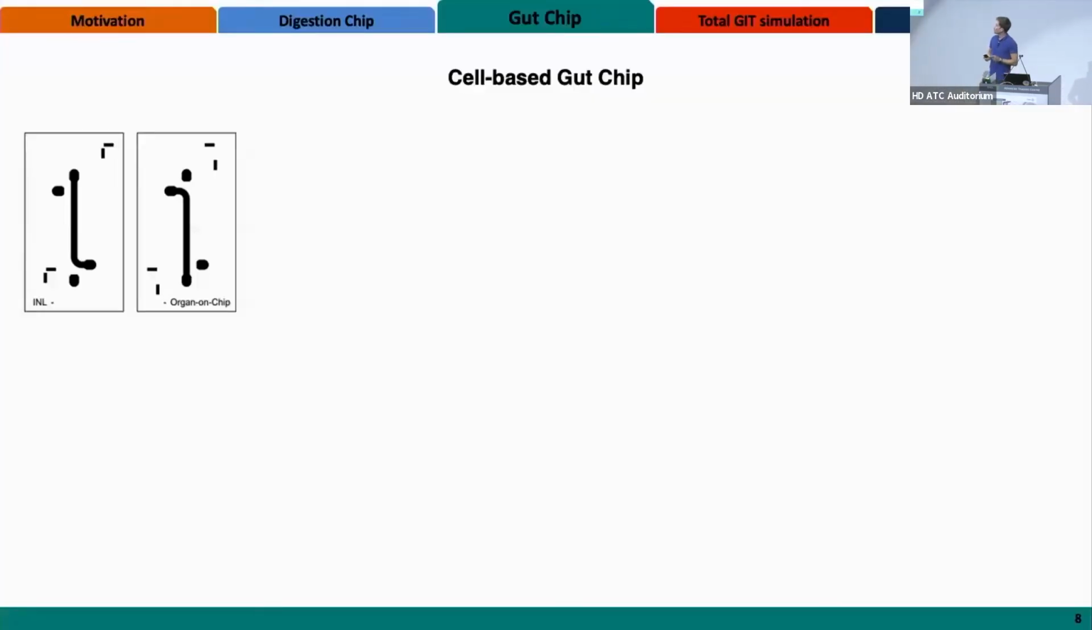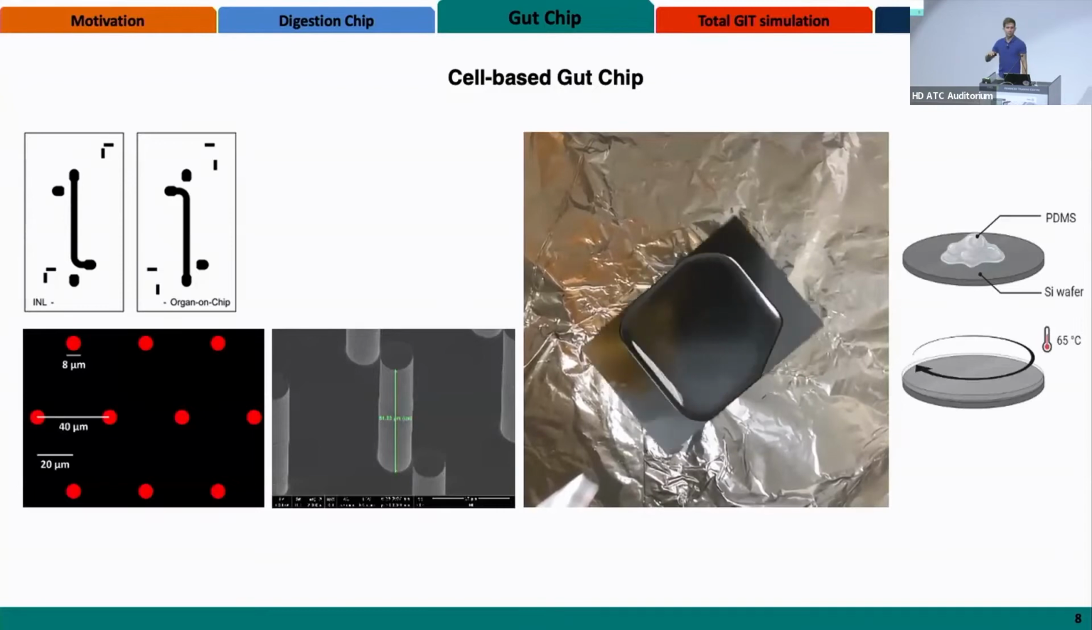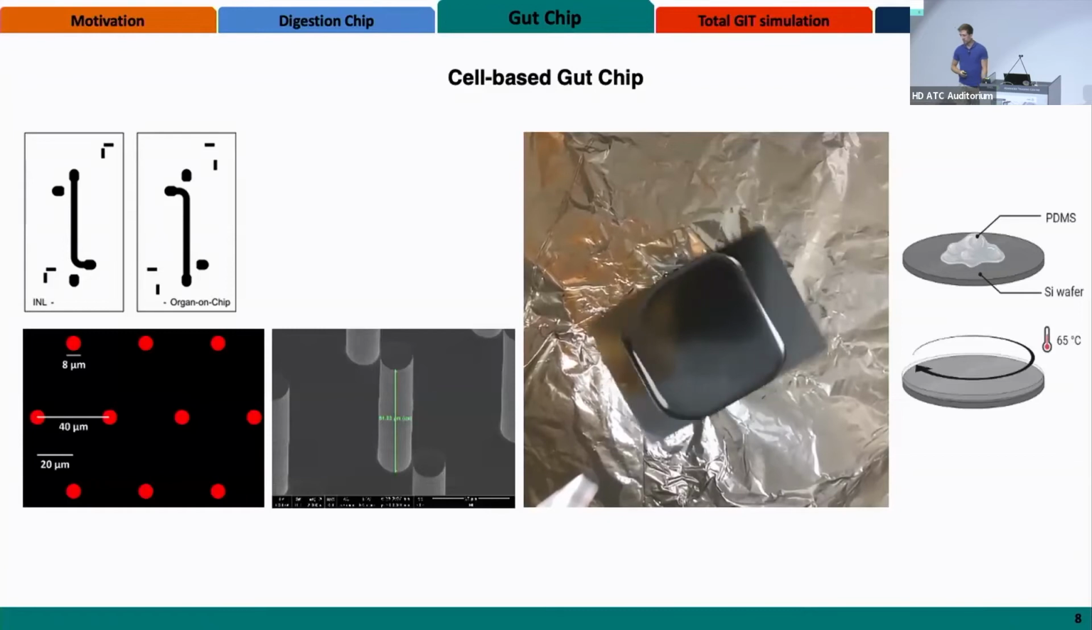Now, moving on to our gut chip. So this is our cell-based module. We're doing digestion in one device and we're doing intestinal absorption in a different device. This is the design. So we've got two channels, a bottom and a top channel. And then we fabricate a PDMS membrane by spin coating PDMS on top of an array of micropillars, very much like we do in the Emulate devices.